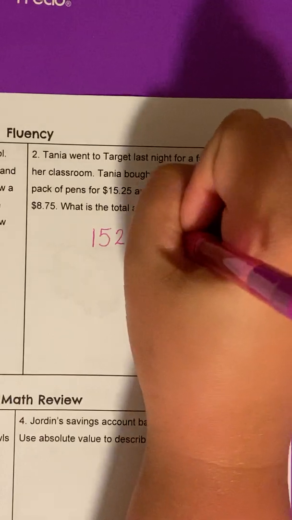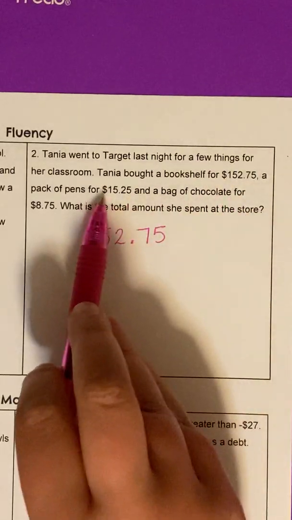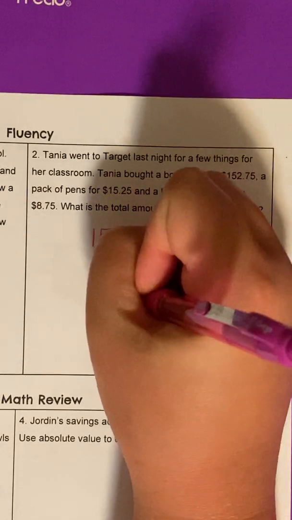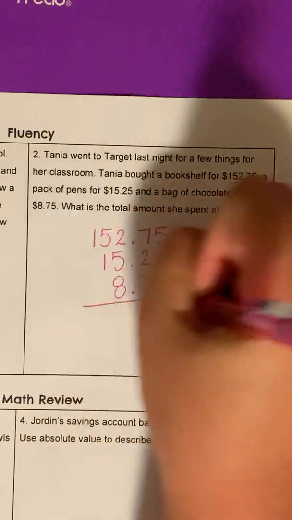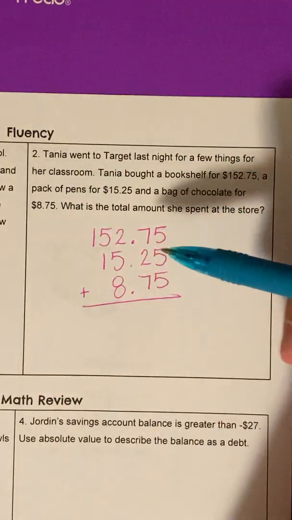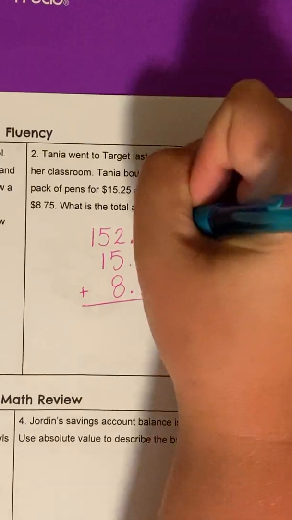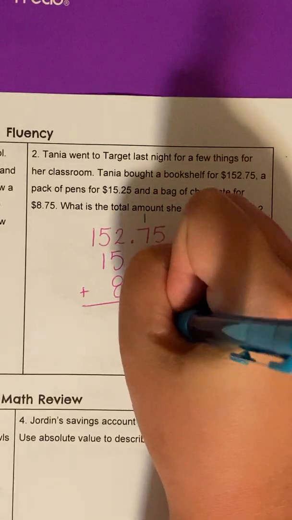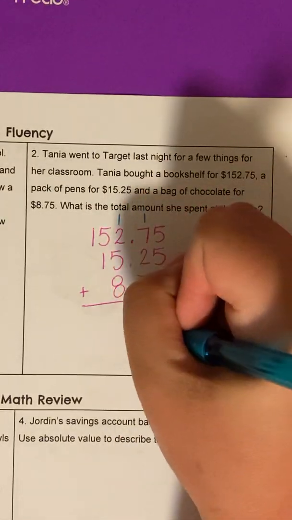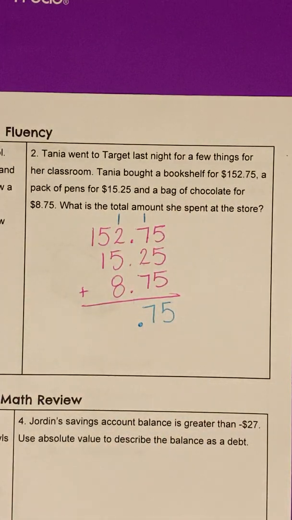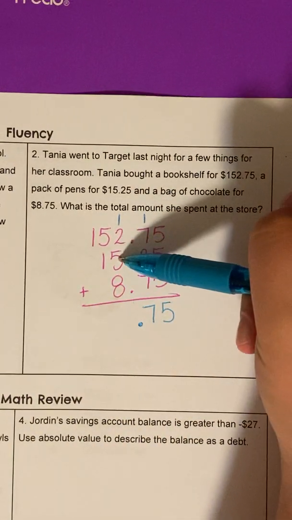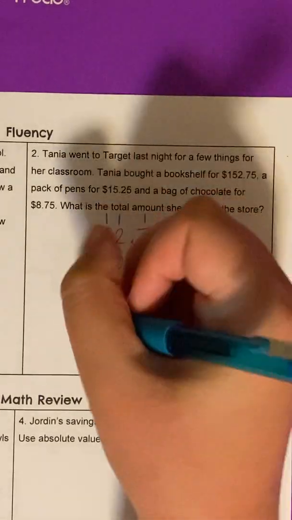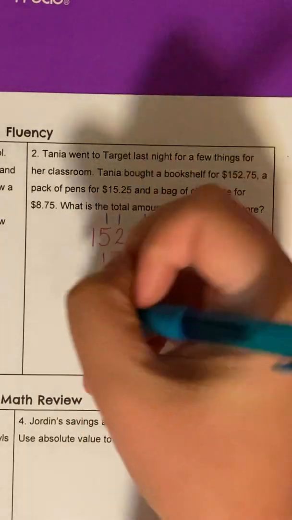So $152.75, $15.25, $8.75. Add them all up. Alrighty, so 5, 10, 15. 7 and 7 is 14. 15, 16, 17. Drop that decimal. Reminder, when you're adding or subtracting decimals, you line them up and drop it down. 8, 9, 10, then 15, 16. 5, 6, and 7. And then we just have 1 there.